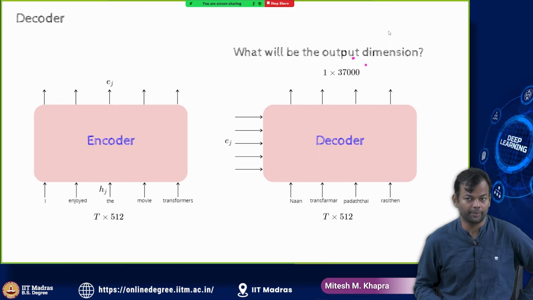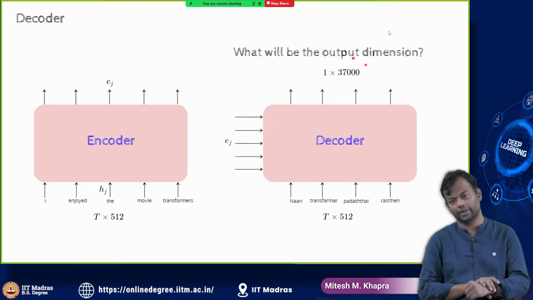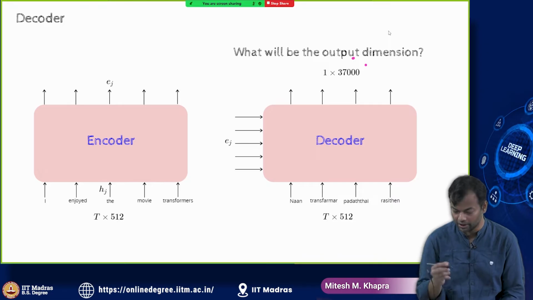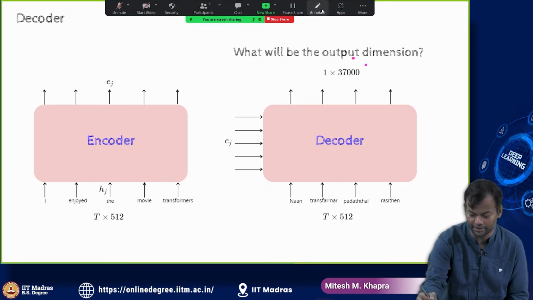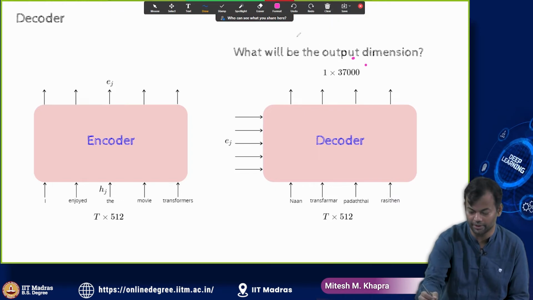So what would be the output dimension? Let's first look at that too. We know what the inputs are. Now we look at the output. What do I need to generate at the output? Again, this is not new to you. You have already seen this in the context of RNNs.